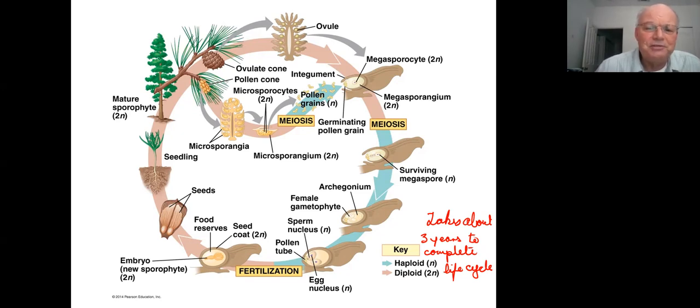Eventually it reaches its maturity, containing embryonic seed leaves, a stem and a root, and some adequate food reserves. Now, in conifer seeds, the amount of food reserves is quite small compared to what we're going to see in angiosperms. So the gymnosperm embryos need to start growing relatively quickly and begin photosynthesis if they are going to survive.